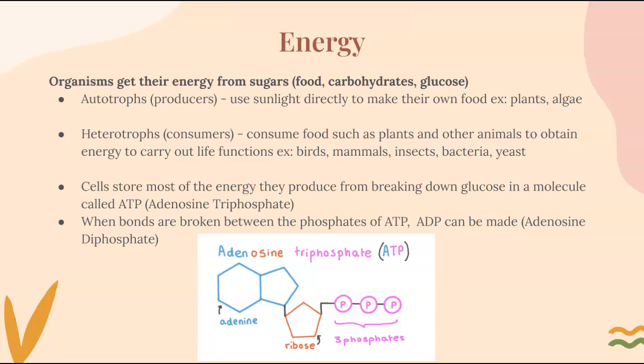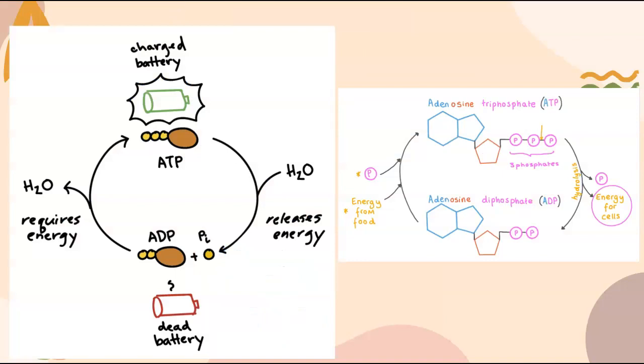Now, ATP has a ton of energy when it's in this form, but if it has less energy, we call it ADP, or adenosine diphosphate, because one of those phosphates gets lost, and then we add it back on to energize it so it can go back and forth. You can think of it like a charged battery. As you use that charged battery, it releases energy, so then all of a sudden you have a dead battery and you need to recharge it.